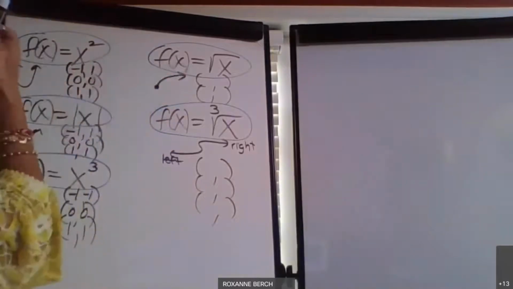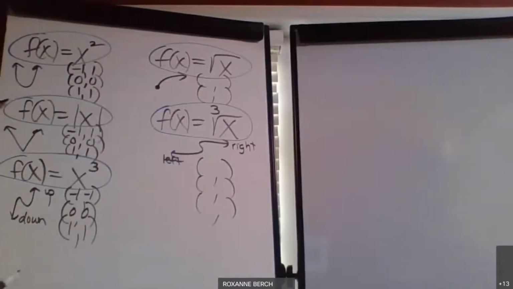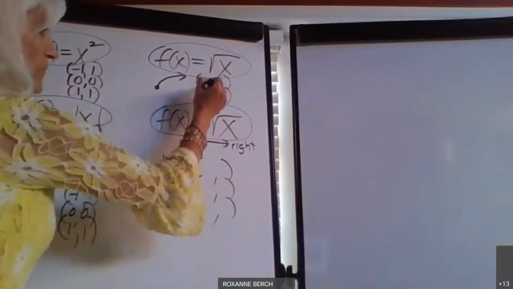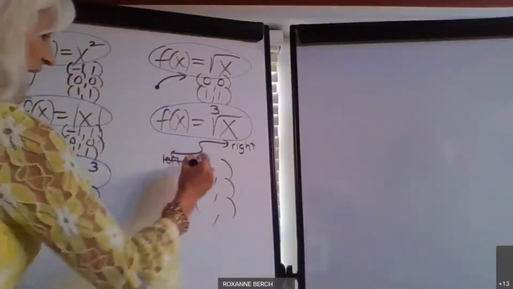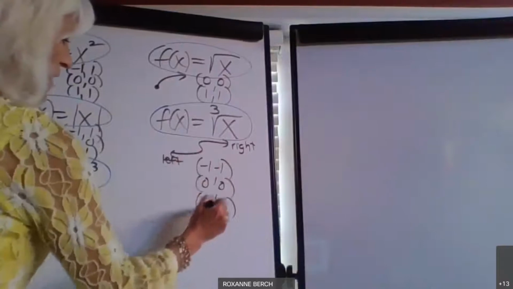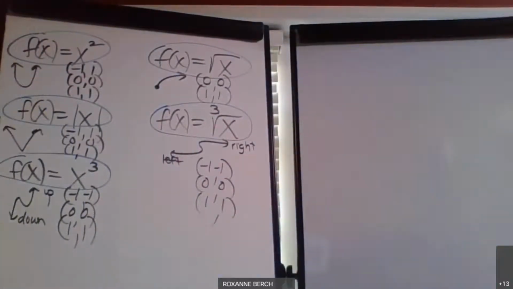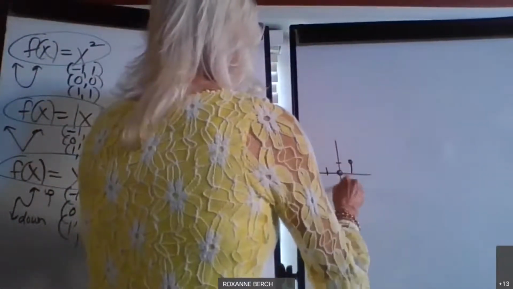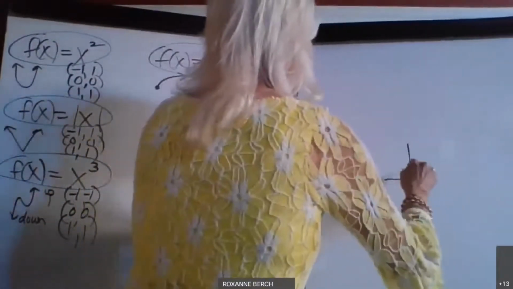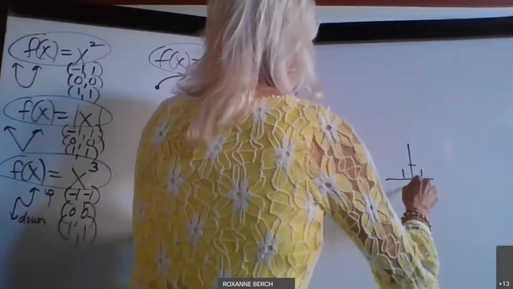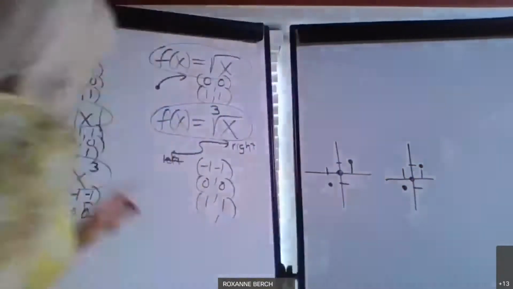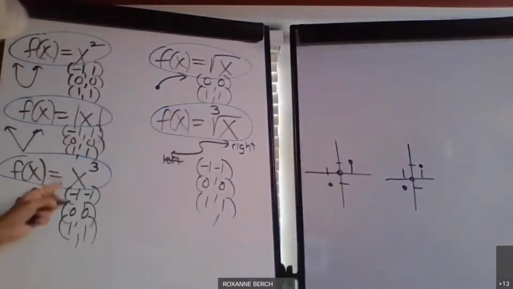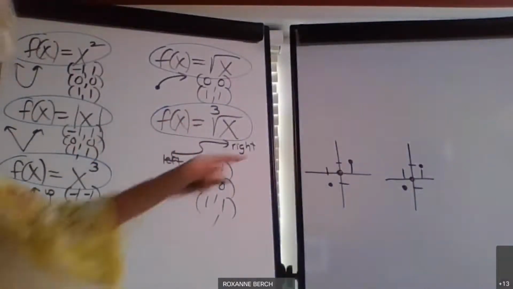Okay, who are the points for the square root? 1, 1 and 0, 0, right? And the points for the cube root are left one, down 1, 0, 0, right one, up 1. So for these two in particular, for the cubic and the cube root, the points look like this.